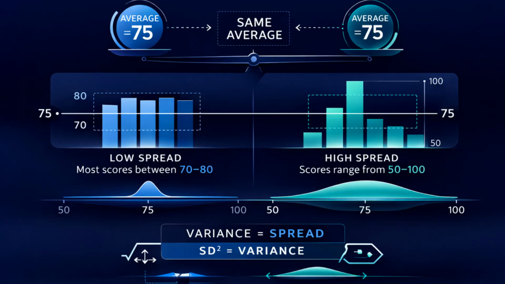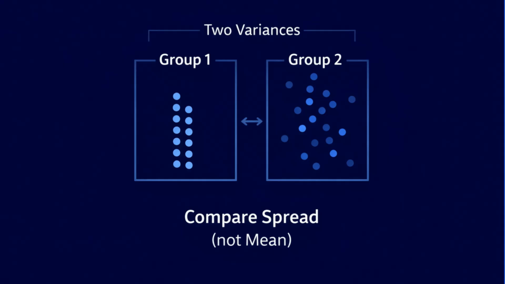A variance measures that spread numerically. A standard deviation is another common measure of spread. Variance is the standard deviation squared. A hypothesis test of two variances is used when your question is about spread rather than average. You use this test when you have two independent groups and you want to know whether one population is more variable than the other, or whether the variability differs at all.